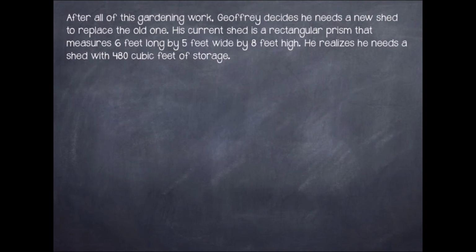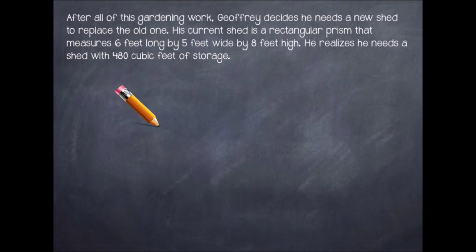Alright, let's see if we can help Jeffrey with one last problem here. And it says that after all his gardening work, all the hard work he's been doing, he decides that he needs a new shed. Because why not, right? He needs a new shed. His current shed is a rectangular prism that measures 6 feet long, 5 feet wide, and 8 feet high. And he realizes he needs a shed with 480 cubic feet of storage.